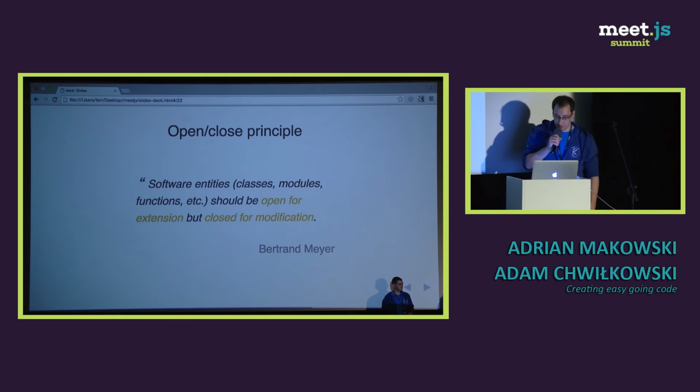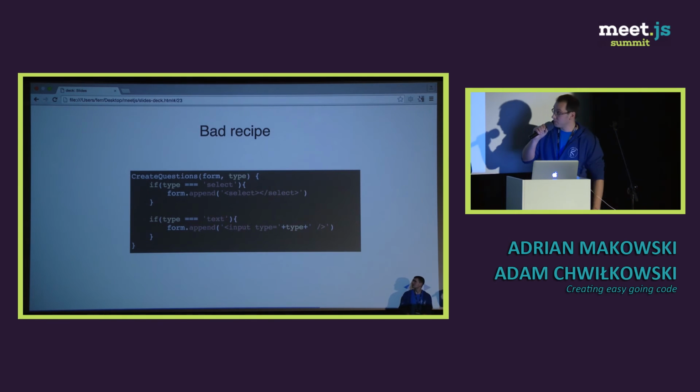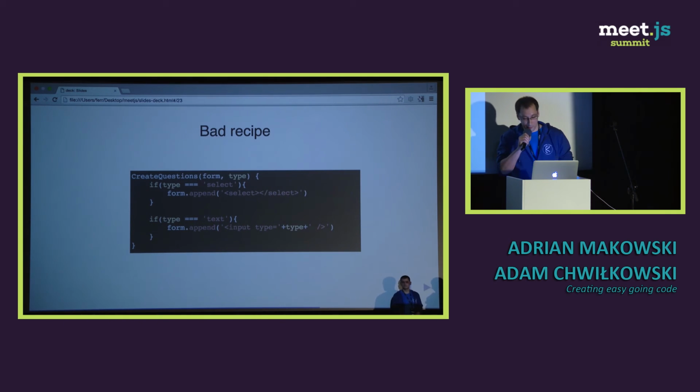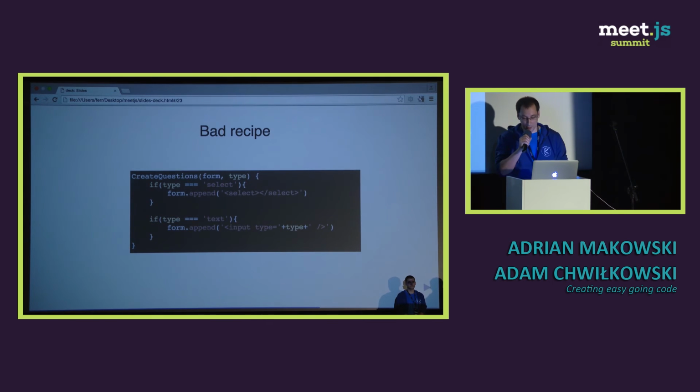So, the open-closed principle. 2 things you need to remember from this principle: your entities should be open for extension and closed for modification. Let us take a look at this example. This example appends types of questions to the form based on the type parameter passed to the function. So if we have another type, like checkbox or radio, we will need to add another type of if here.